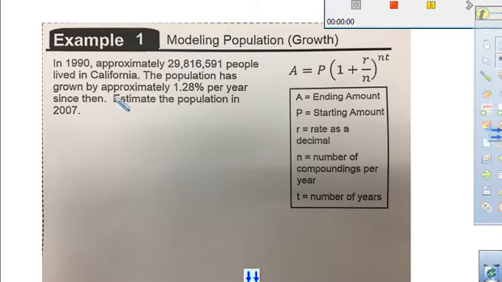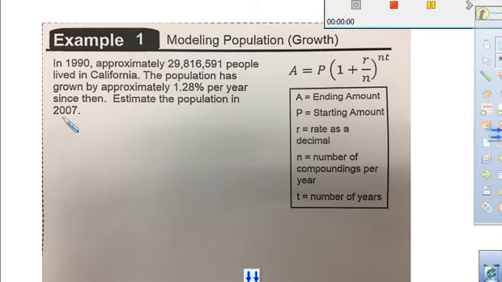Alright, so in example 1 it says in 1990 approximately 29,816,591 people lived in California. The population has grown by approximately 1.28% per year since then. Estimate the population in 2007.